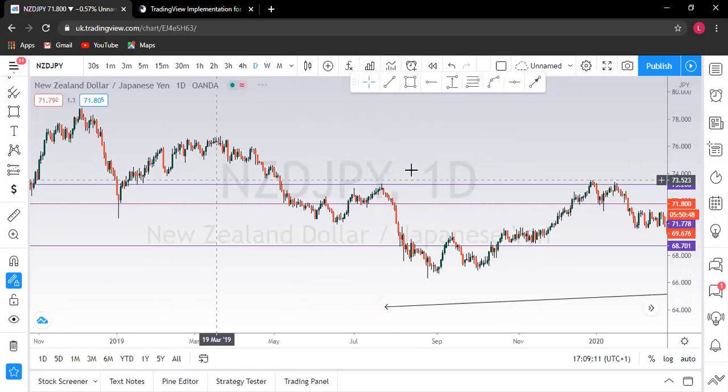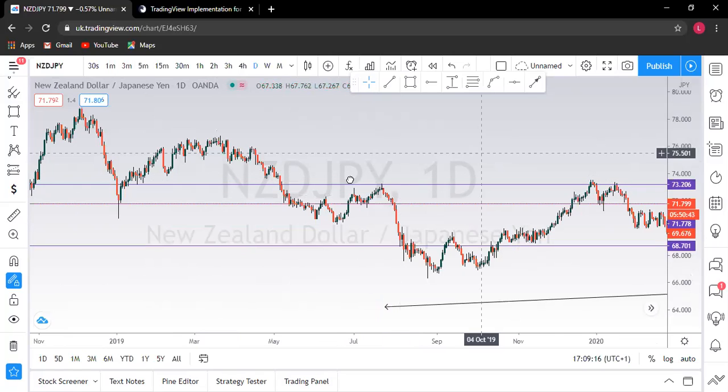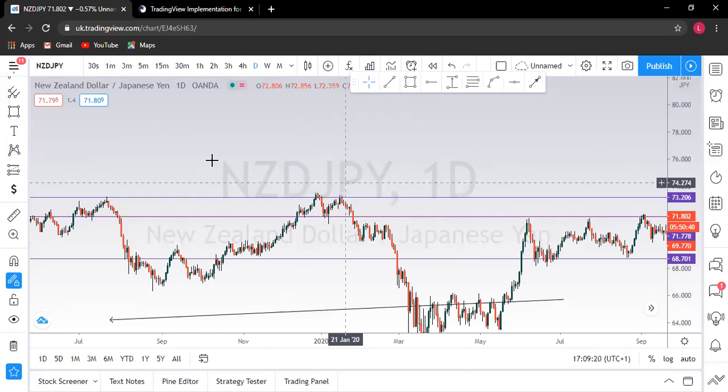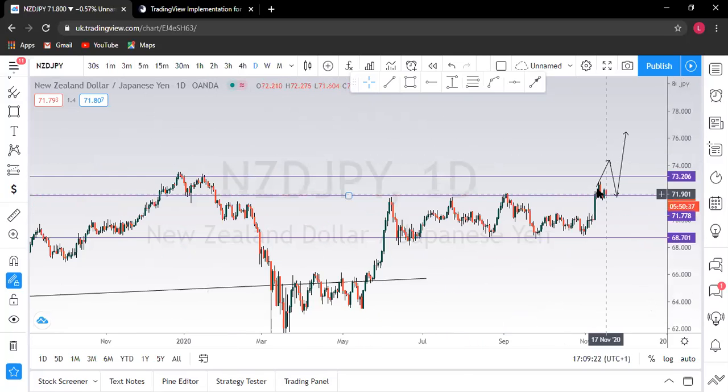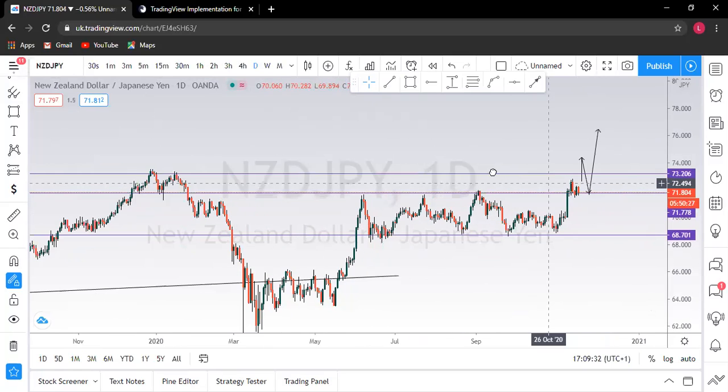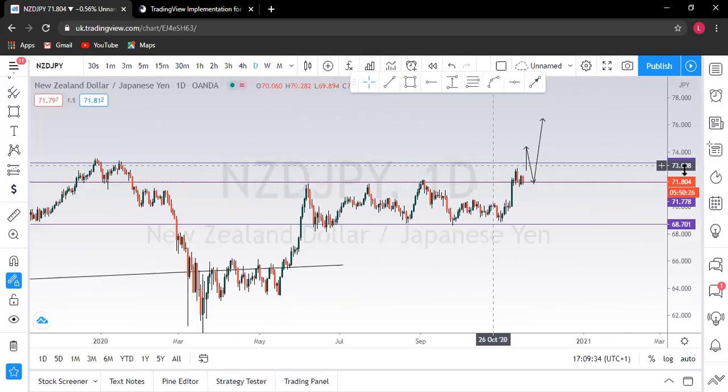You need to make use of rectangular lines to actually depict those zones. Do you understand? So market did not get there before it reversed here. So now, based on that, if we actually want to buy from this, that means our first take profit will actually be this price, 73.206. That will be our first take profit.